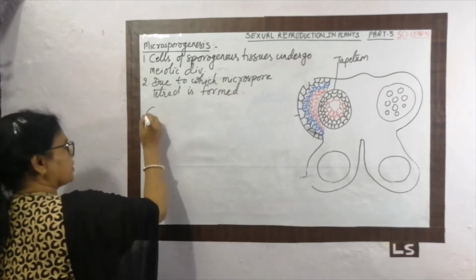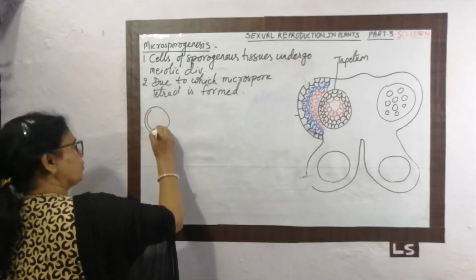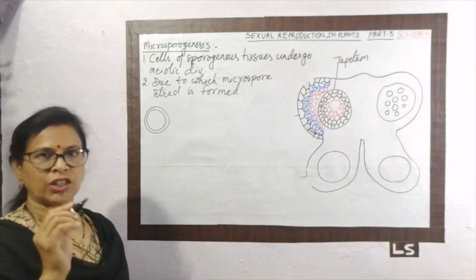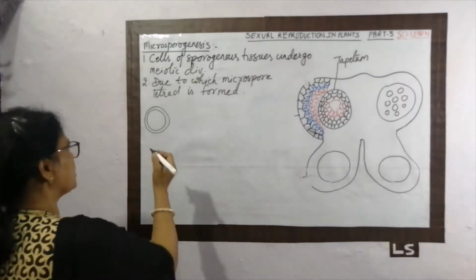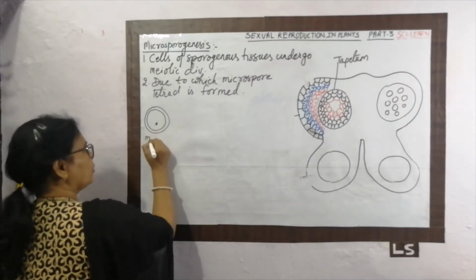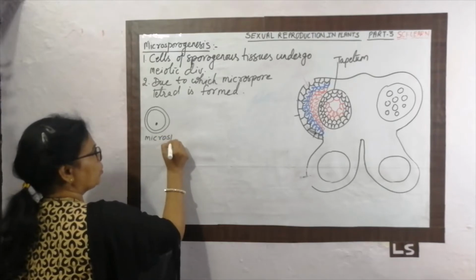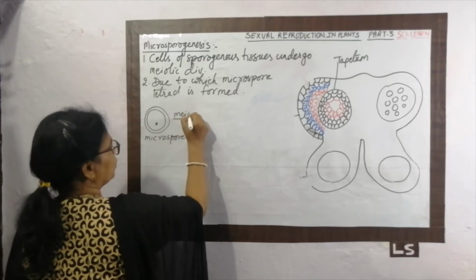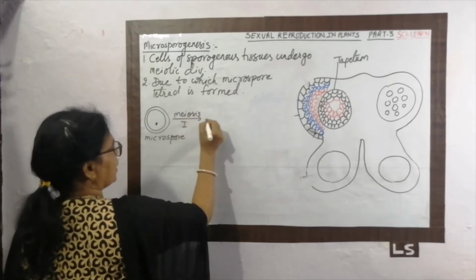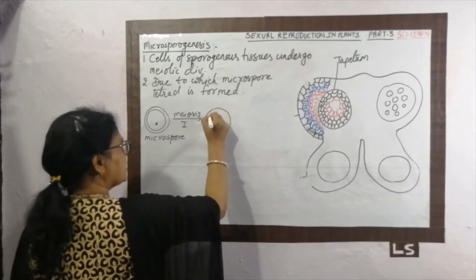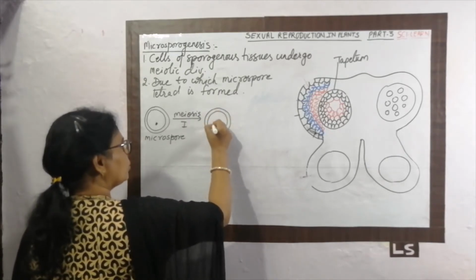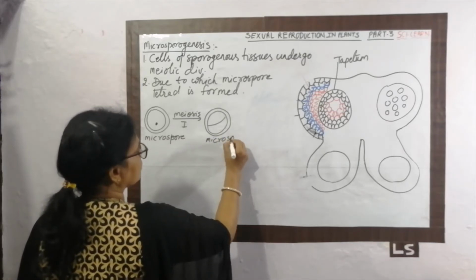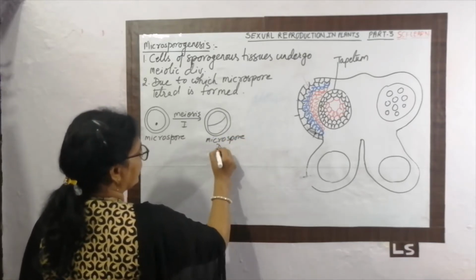Simple. This is one cell of the sporogenous tissue. As we know, each cell of the sporogenous tissue is a potential microspore mother cell. Meiosis 1 is going on, and as a result of meiosis 1, this single cell is divided into two, and this is called the microspore dyad.